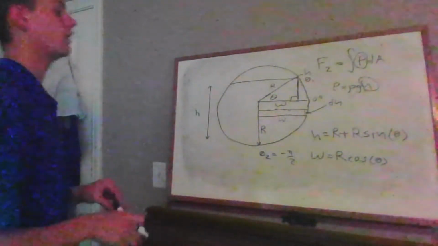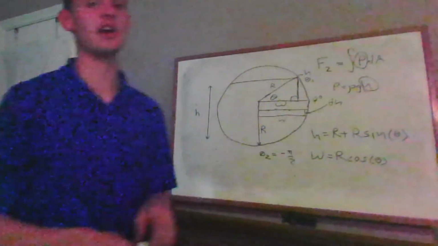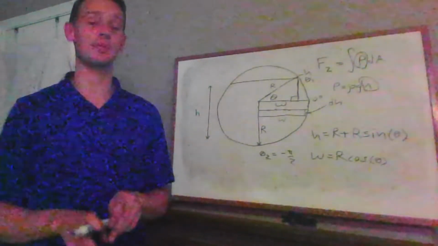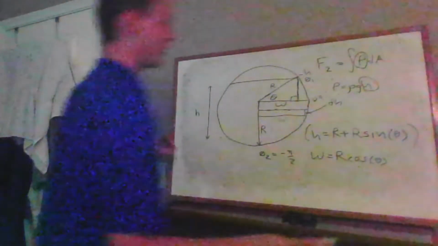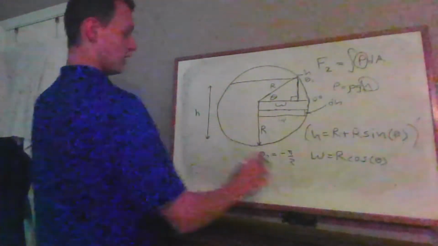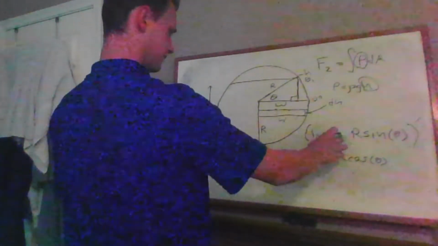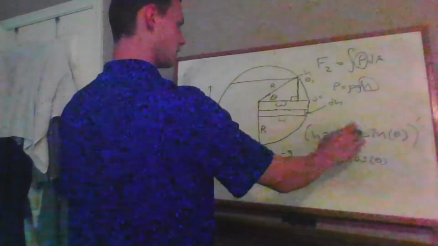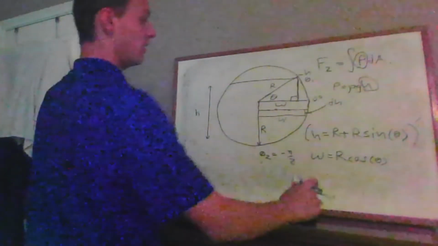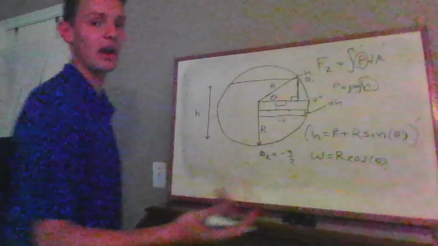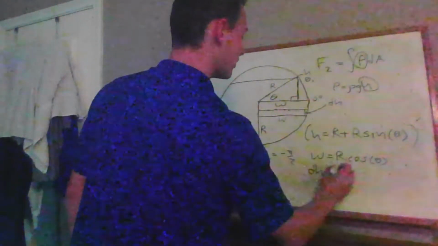Okay, now what about the differential change in height? Well, fortunately, we already have an expression for height here. So if we want the differential change in height, we just take the derivative of that. The derivative of r, the radius, is a constant, so that's 0. Then this r would stay, but we have the derivative of sine, which is cosine. So our differential change in height also happens to be r cosine theta.